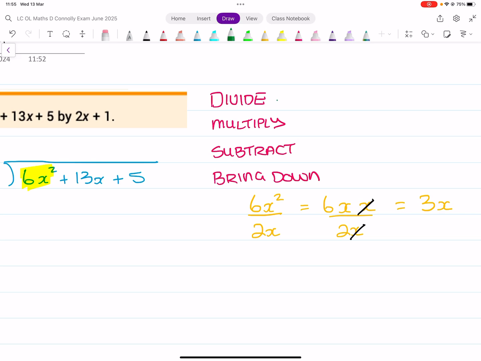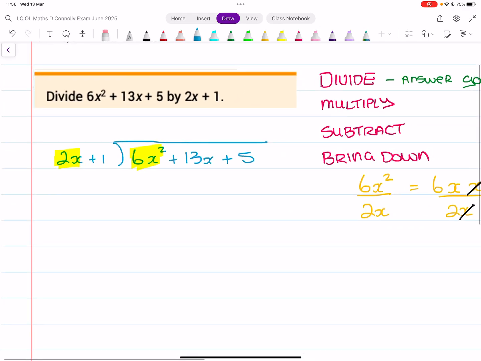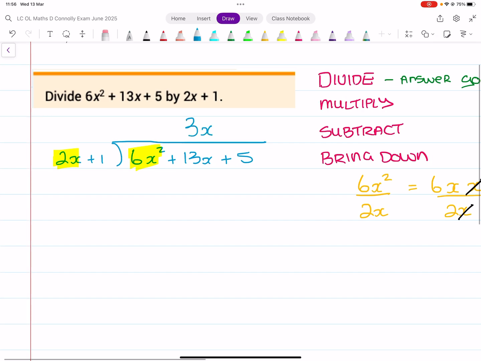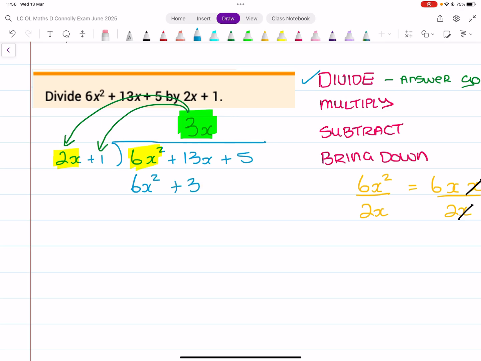And after you've divided, your answer goes on top. So the 3x goes up here. And now I've divided. Next step is to multiply. So you take the 3x and you multiply it here and you multiply it here. So 3x by 2x is 6x squared, and 3x by plus 1 is plus 3x.